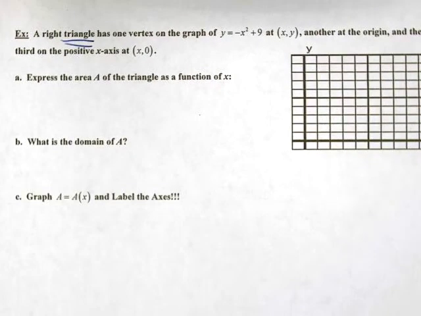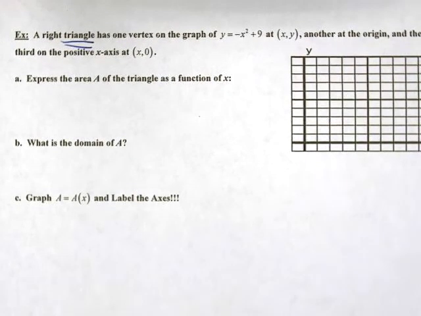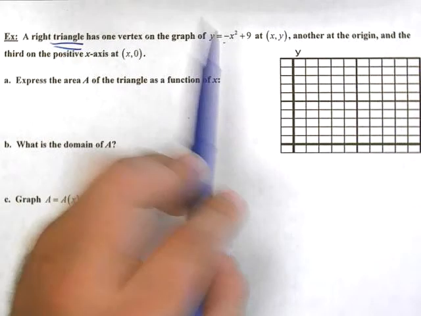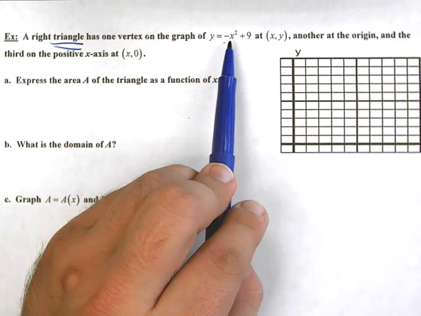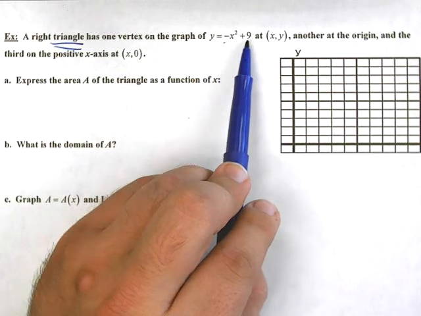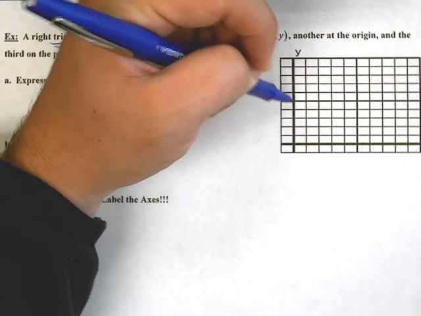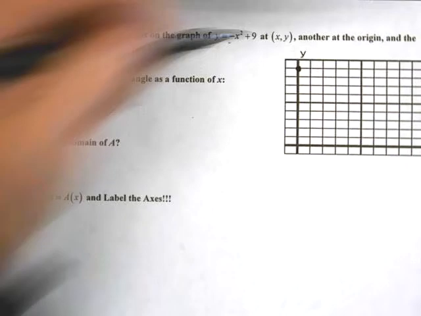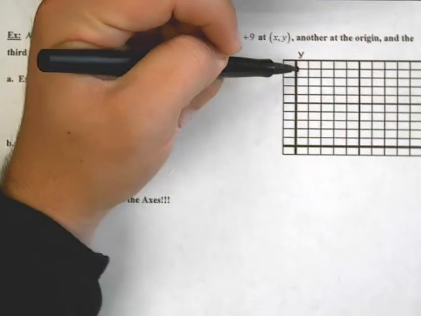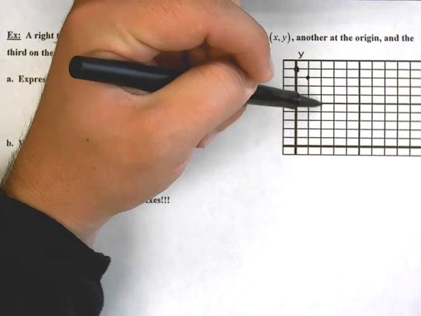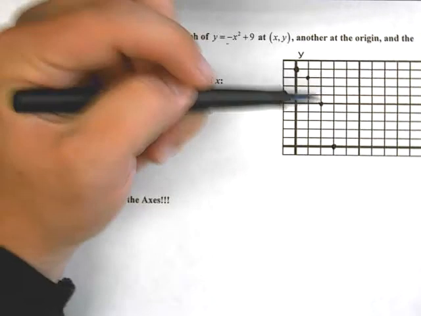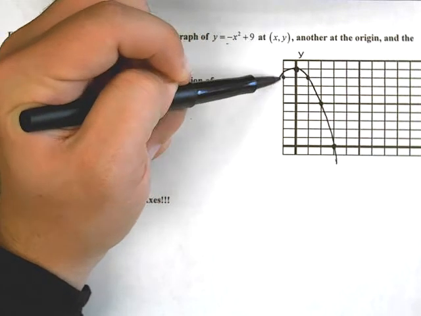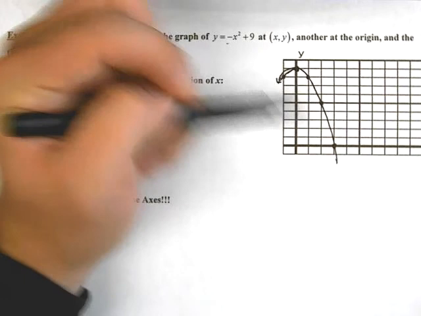One vertex is on the graph of y equals negative x squared plus 9. Ooh, nothing's graphed. I don't know what this looks like. Yes, we do. This is an upside down parabola, or downwards facing parabola, and it's shifted up 9 units. So 1, 2, 3, 4, 5, 6, 7, 8, 9. And let me change to black. We know growth patterns: over 1, down 1, over 1, down 3, over 1, down 5. So we do know what this looks like. It looks something like that. All right?